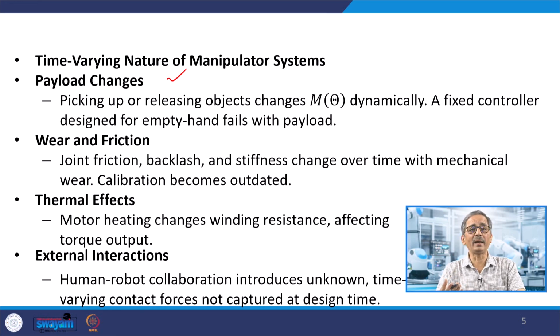You may have thermal effects, that is, motor heating changes winding resistance, affecting the torque output. Then we may have external interactions. Suppose a robot is being used with co-workers, and we have human robot interaction. Your interaction forces may be unknown, time varying contact forces not captured at design time. So all these possibilities are there, and that is how the time varying nature of the manipulator comes into the picture.